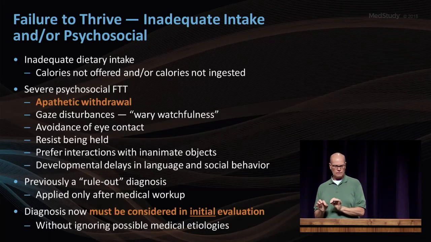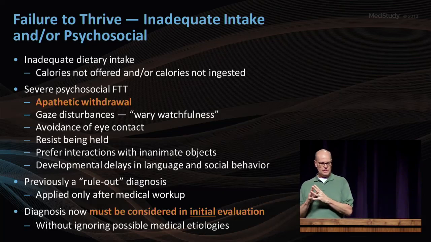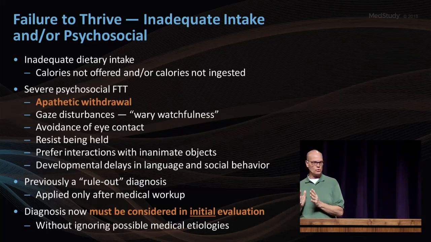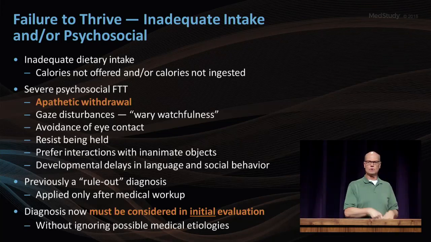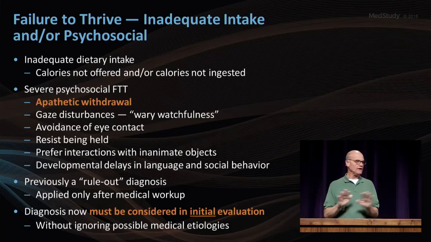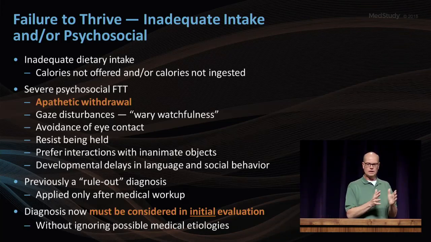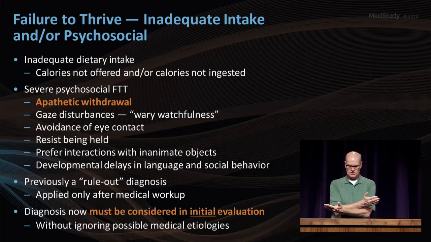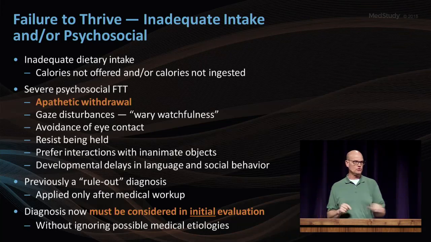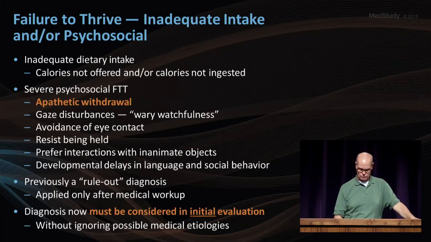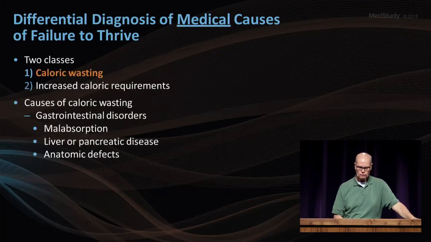So failure to thrive due to psychosocial situations or inadequate intake used to be a rule-out diagnosis. Used to be that we get the full metabolic workup, some neuroimaging, and if everything was okay, then we call it psychosocial. Now it is flipped 180 degrees, and you should consider this in any vignette as the initial diagnosis unless you have clues to suggest otherwise.